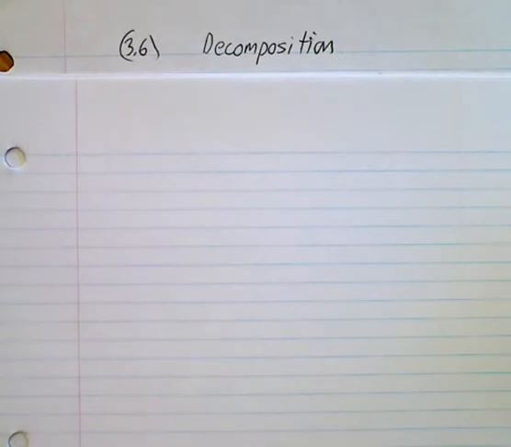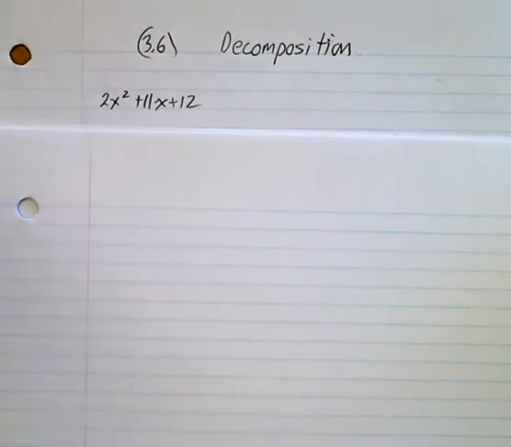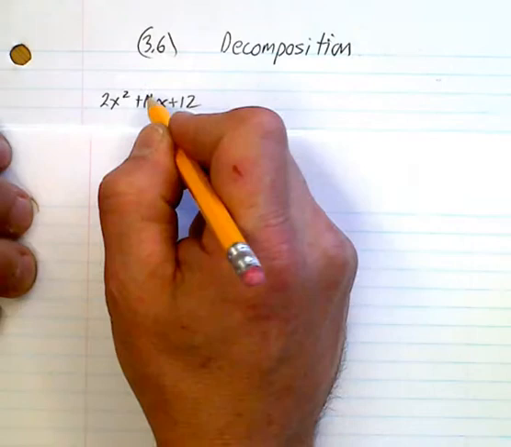Okay, ladies and gentlemen, some of you are having issues factoring these more difficult ones that have a leading coefficient greater than 1. What is he talking about? Leading coefficient greater than 1. Well, let's have a look at this. See, there's a 2 in front. That screws some of you up.